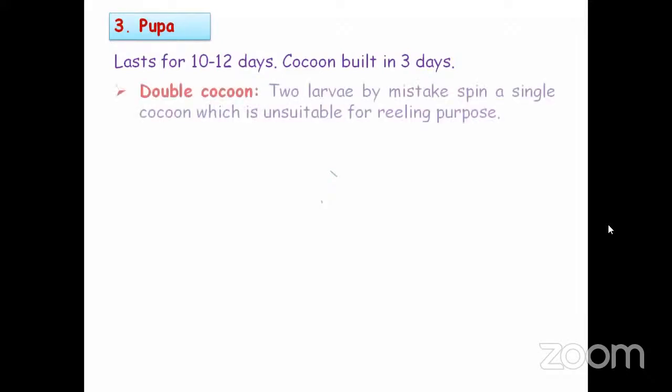The next one is the pupa. The pupal period ends in 10 to 12 days. There are different types of cocoons. The first one is the double cocoon. What is a double cocoon? Double cocoon means two larvae mistakenly spin a single cocoon, and such types of cocoons are unsuitable for reeling purposes.